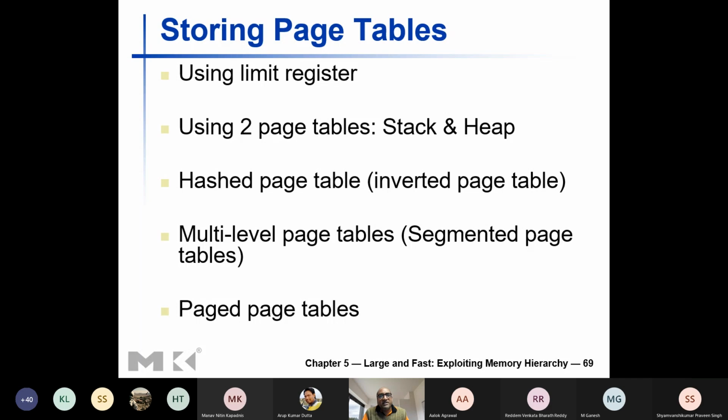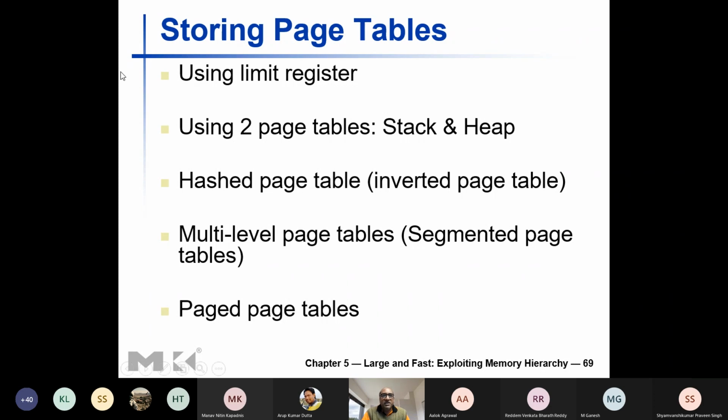Suppose a CPU generates some virtual address and it is not present; then we bring that page into memory and the page table size increases by one more entry. That way, using a limit register, we maintain only the page table size required to map the virtual pages to physical pages, instead of providing the entire page table, right?